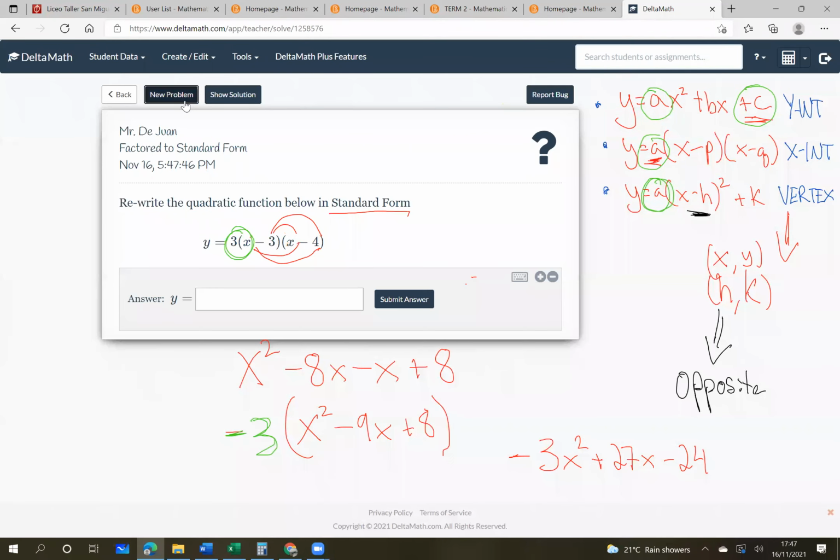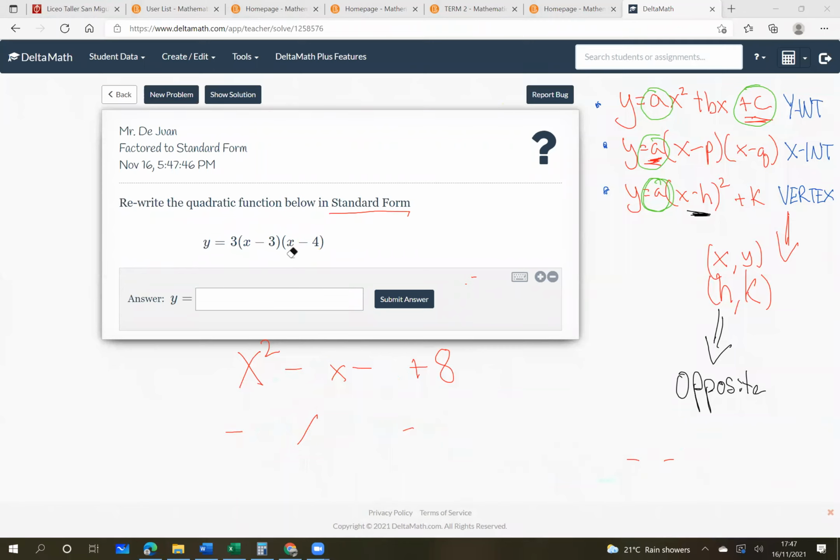Okay, let's do another one. I hope these ones are straightforward. You have done them before. You have done them many times before. If you understand, move on to the next skill.